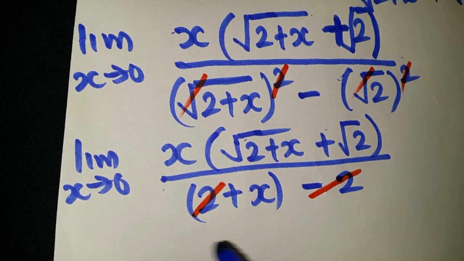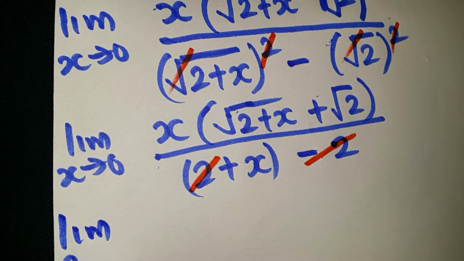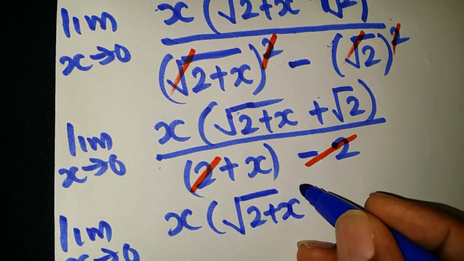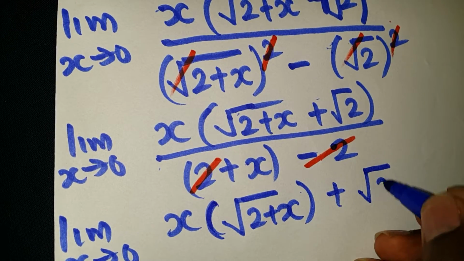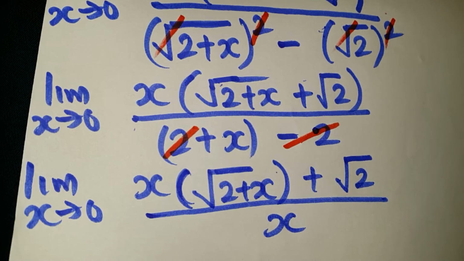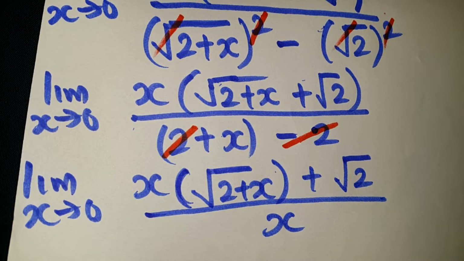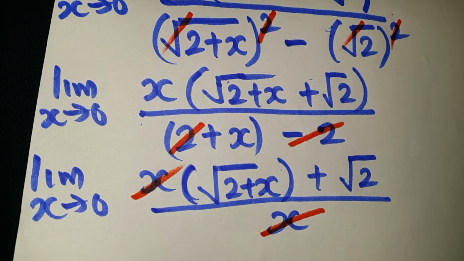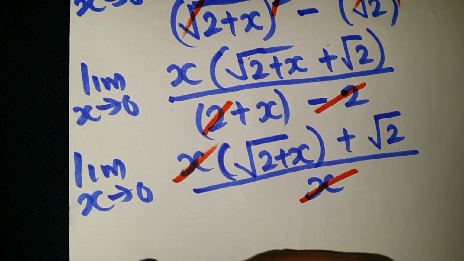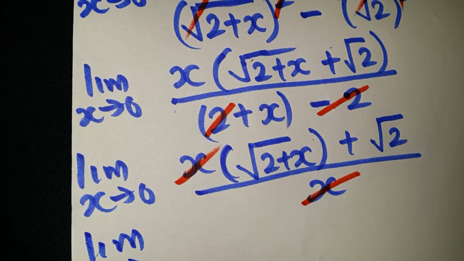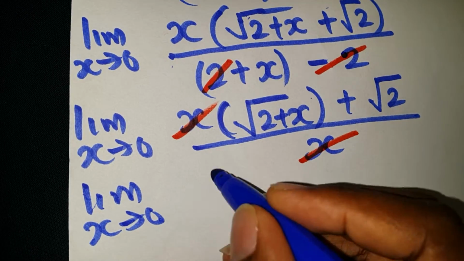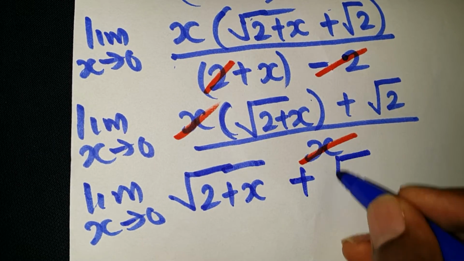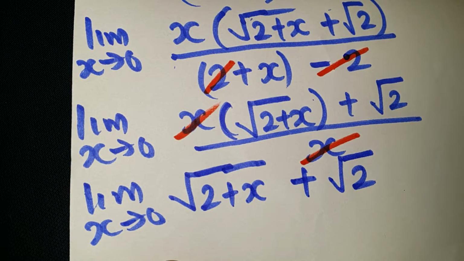We write our equation out again. Limit x tends to 0, x times root 2 plus x plus root 2, divided by x. So this is what we have left. Then again, we have x here, we also have x here. They will cancel. Now what do we have left? We have limit x tends to 0, root 2 plus x plus root 2. So this is what we have left.